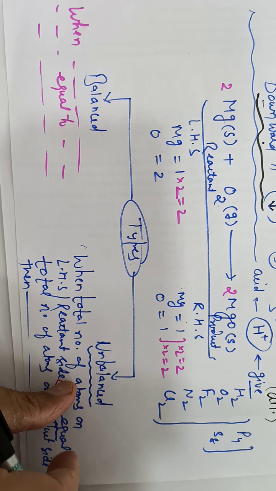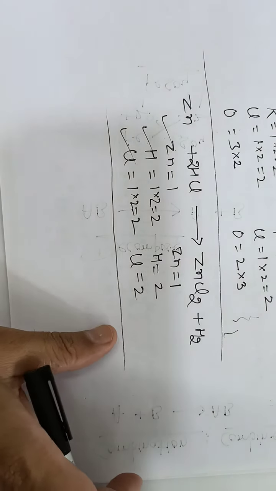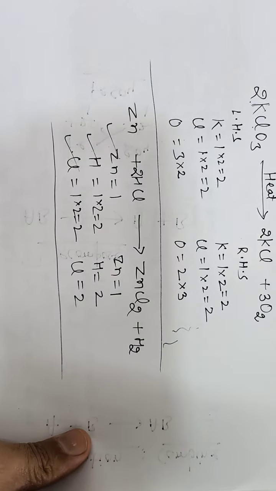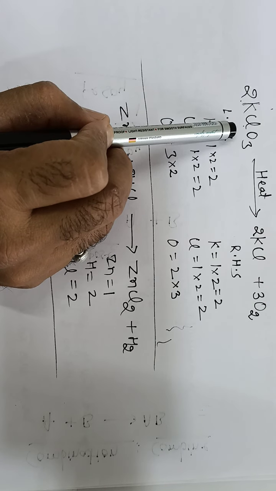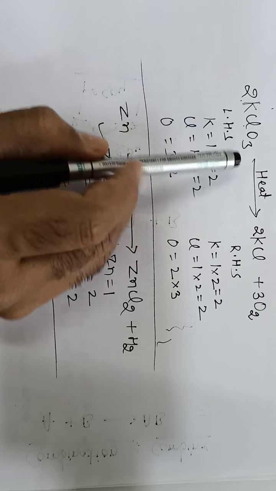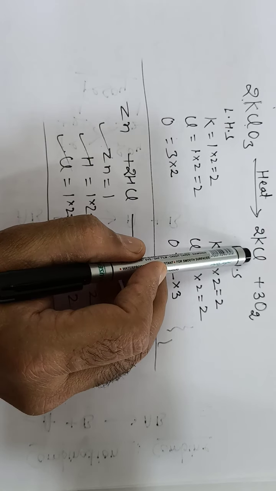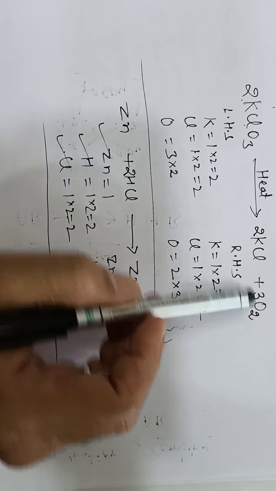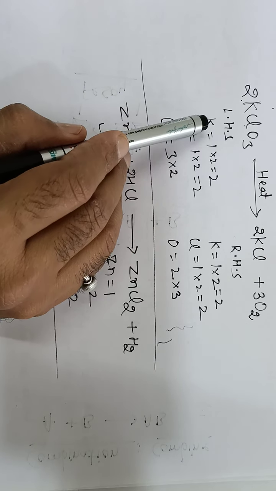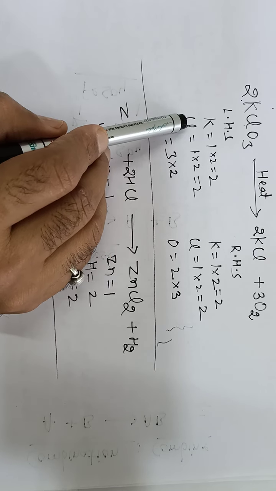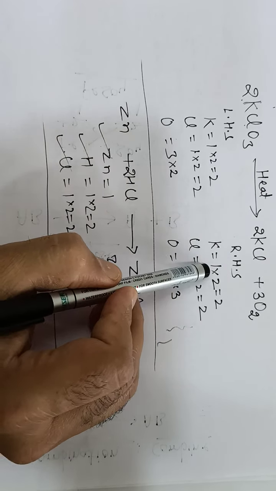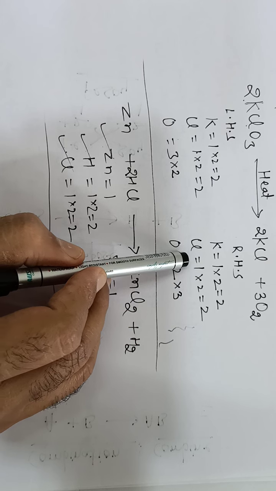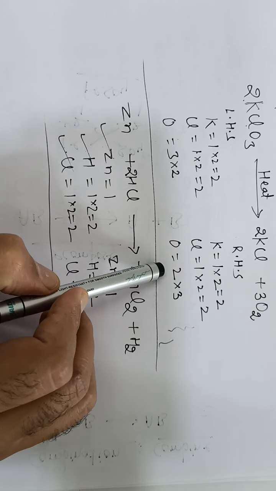चलिए एक और एग्जांपल लेते हैं हम इस बैलेंस केमिकल इक्वेशन का. Let us see potassium chlorate. Here you can see potassium chlorate, KClO3. When heated, it will form potassium chloride and oxygen. On the left hand side, potassium is 1, chlorine is 1, oxygen is 3. Here potassium is 1, chlorine is 1, oxygen is 2.